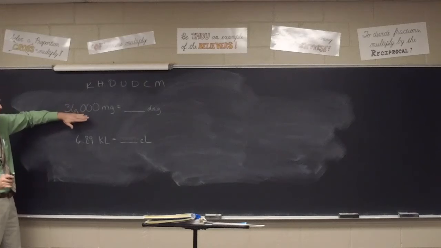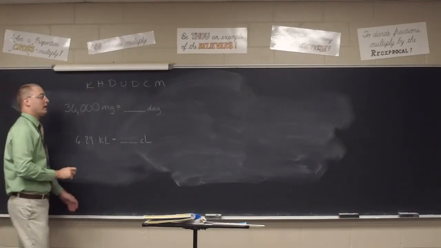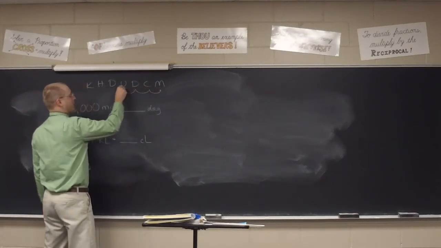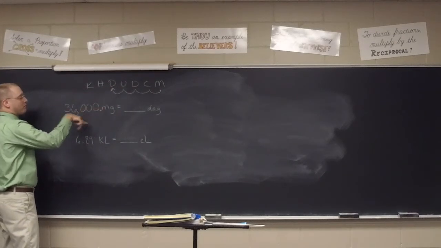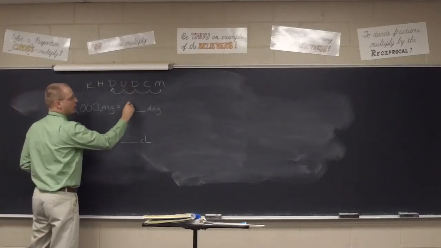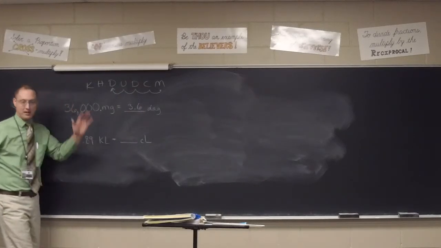We're given the milligram, so I start, class, under the M. I'm going to boink, boink, boink, boink all the way to the deca. That's 4 places. Start the decimal here, and when I move 4 places over, class, I get 3.6 decagrams. How many got that answer?